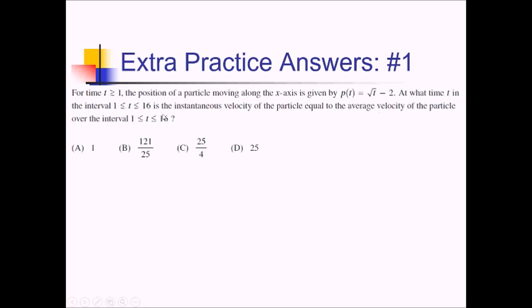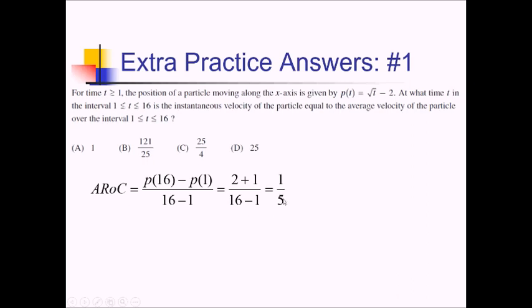Okay, so we need to figure out the average rate of change for position, because that's what the average velocity is, over the interval from 1 to 16. So we need to do p of 16 minus p of 1 over 16 minus 1. P of 16 is the square root of 16 minus 2, so 4 minus 2 is 2. And now p of 1 is the square root of 1 minus 2, which is negative 1, but we're subtracting it, so that's actually 2 plus 1. So this is going to be 3 over 15, which is 1/5.